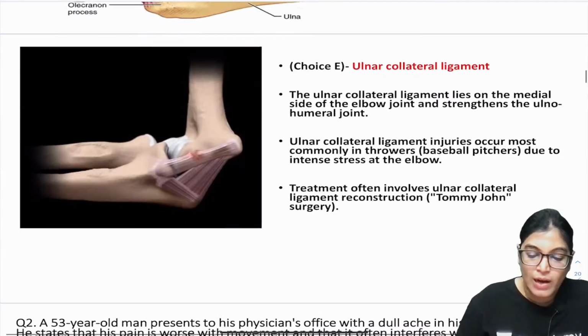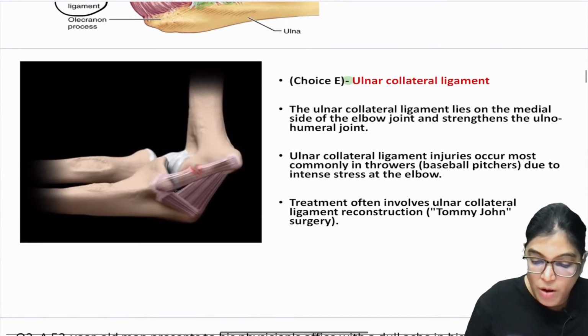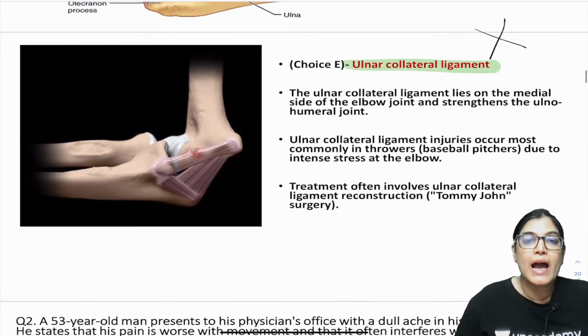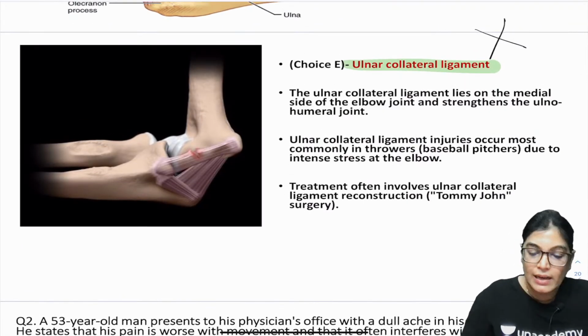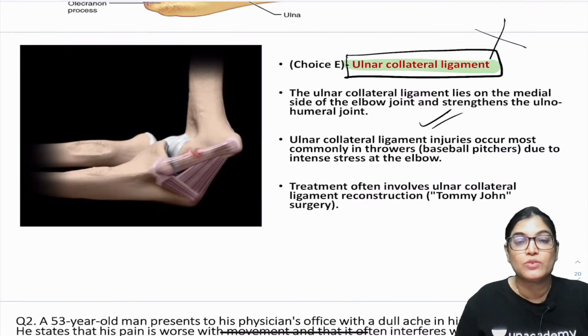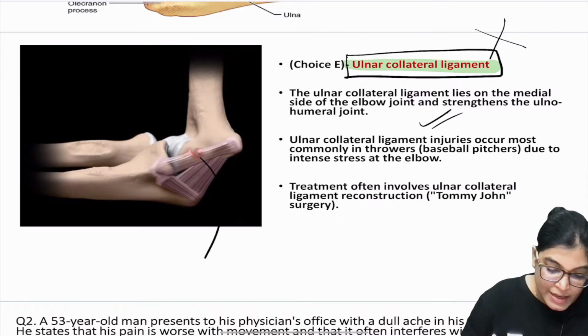Now when we talk about ulnar collateral ligament, the other option which was provided, it is also the wrong option. And why is it wrong? Because we know that the ulnar collateral ligament is attached to the medial side and it is giving strength to the ulnohumeral joint.